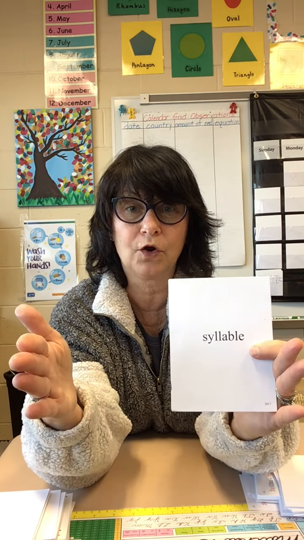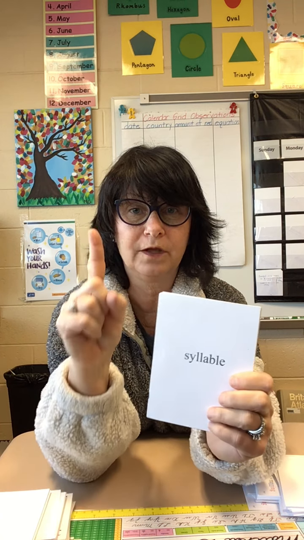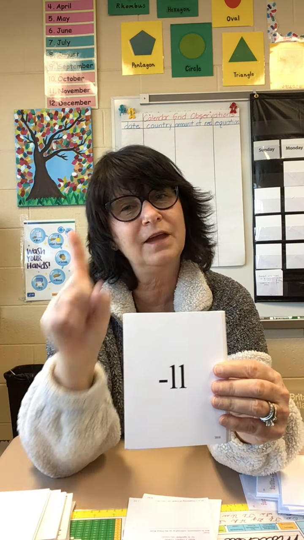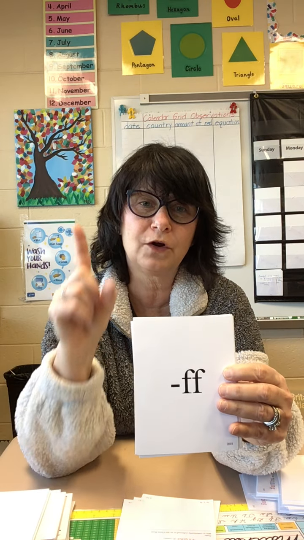A syllable is a word or part of a word with only one vowel sound. And you can say this next part with me. At the end of a one-syllable word after one short vowel, z is spelled ZZ. At the end of a one-syllable word after one short vowel, ul is spelled LL. At the end of a one-syllable word after one short vowel, f is spelled FF.